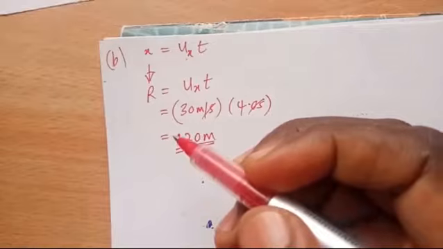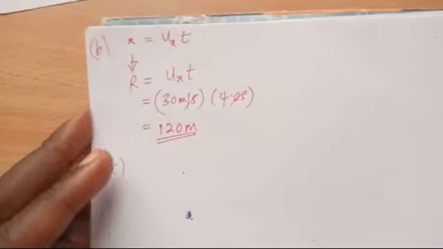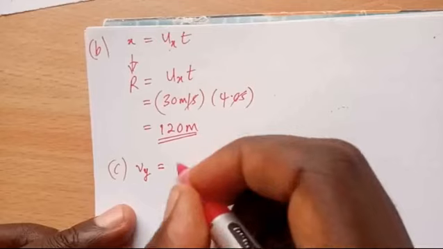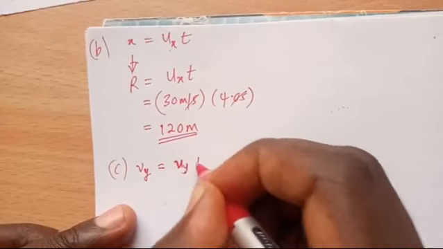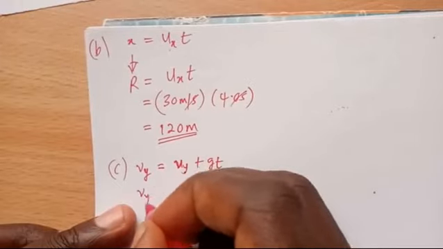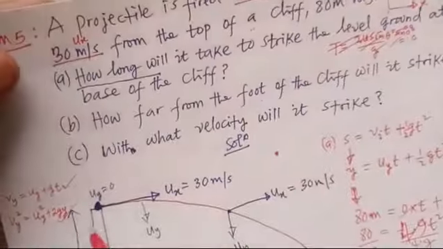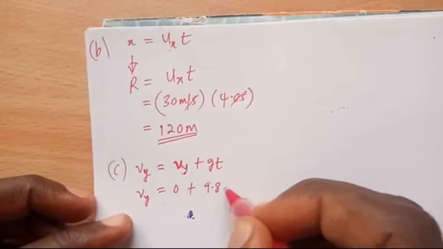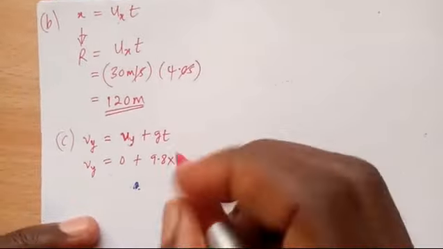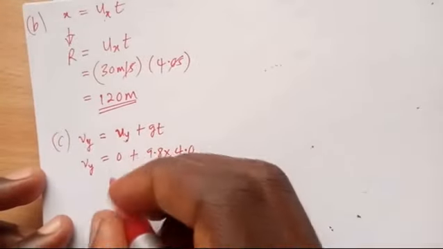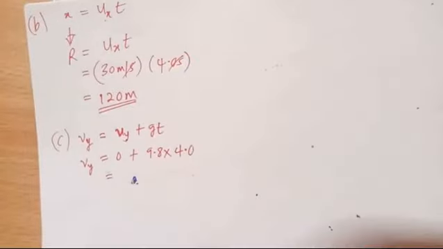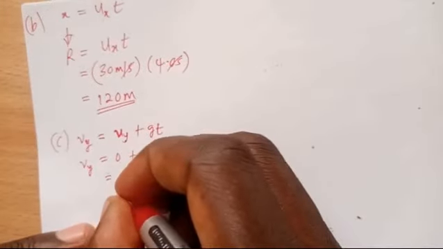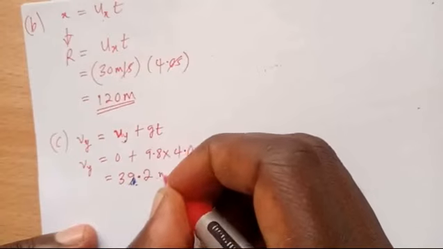This is C. If we use the first one, our v sub y is equal to u sub y plus gt. Our u sub y is 0, the initial vertical velocity. So we put 0 here plus g, which is 9.8, times our t, which we approximated to 4.0. You just press 9.8 multiplied by 4.0 and you have 39.2 meters per second.